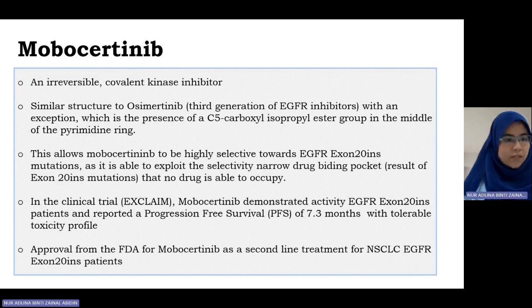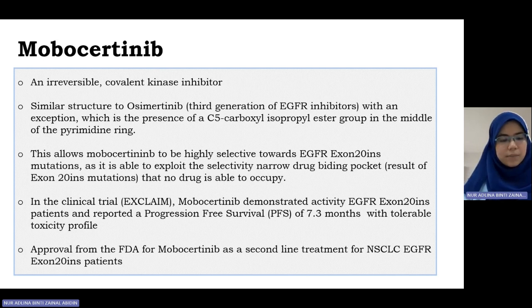Mobocertinib is an irreversible covalent kinase inhibitor with a similar structure to the third generation EGFR inhibitor known as osimertinib. But the structural difference is that mobocertinib has a C5-carboxyl isopropyl ester group in the middle of the pyrimidine ring. This allows it to be highly selective towards EGFR exon 20 insertion mutations, as it is able to exploit the selectivity in the narrow drug binding pocket that no other drug is able to occupy for EGFR exon 20 insertion mutations.